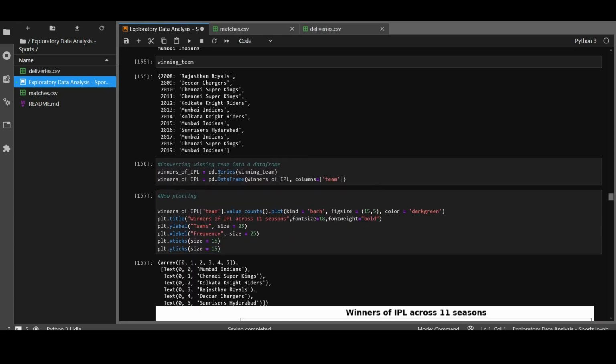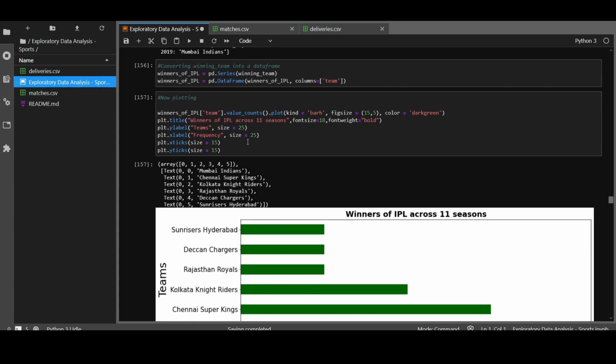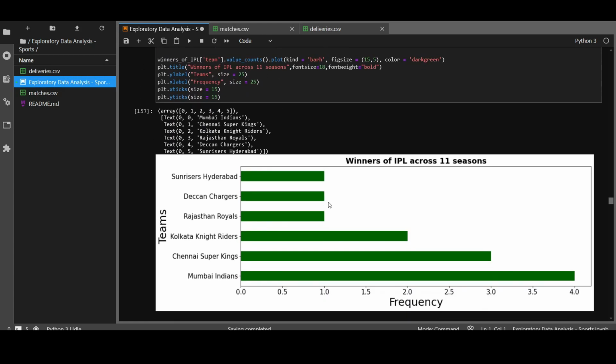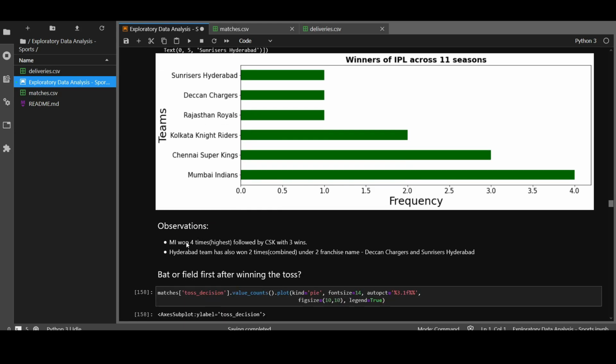So now we are converting the winning team into a data frame, like this line. And after all of this, we are plotting. So this is teams versus frequency. The Mumbai Indians have got the most amount of wins. Then it's CSK. So the observation is Mumbai 4 times, followed by CSK 3 times.